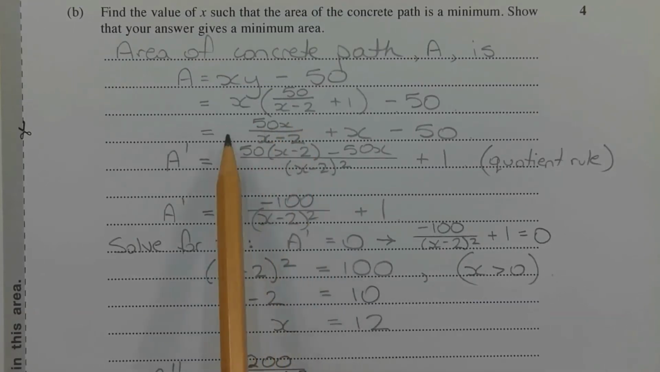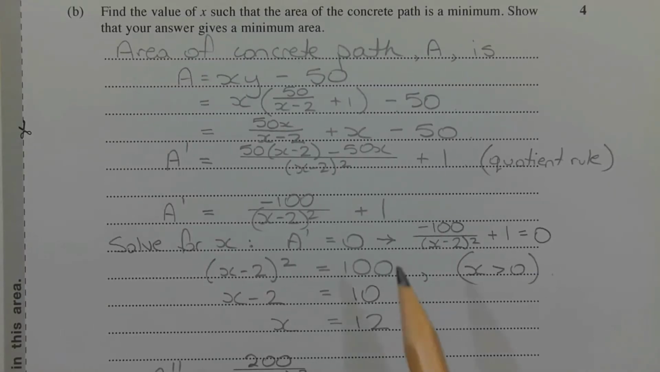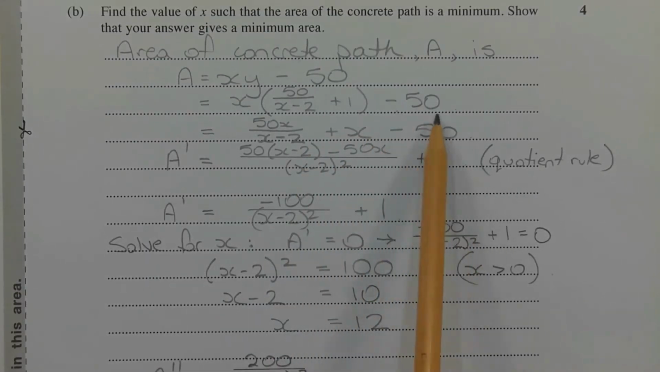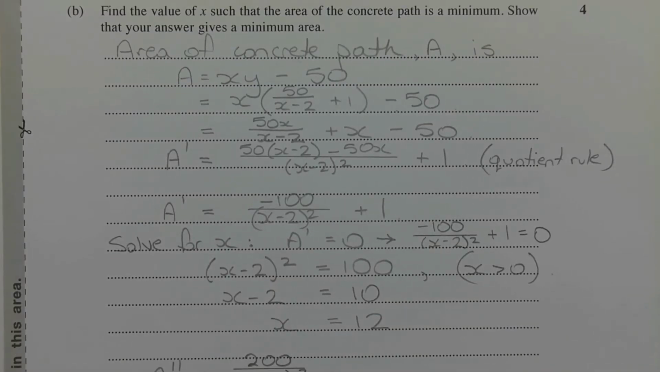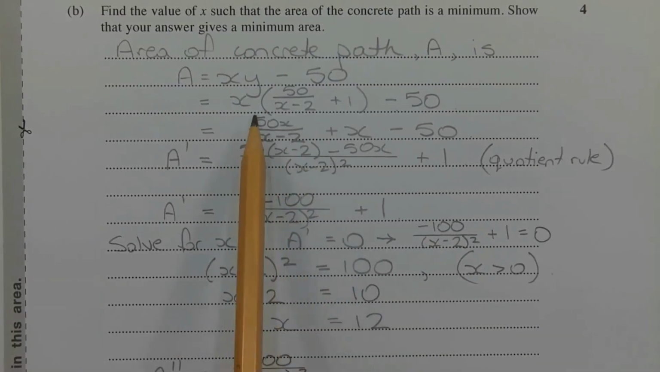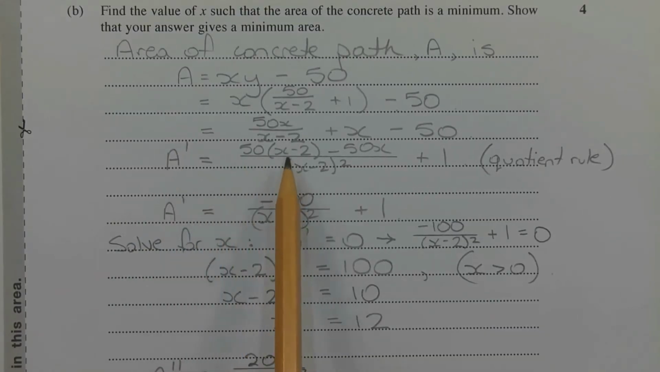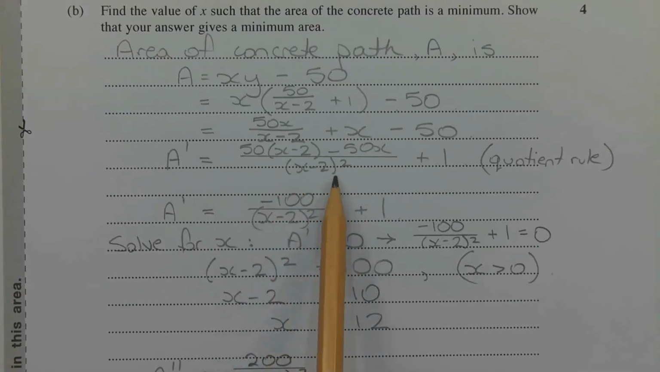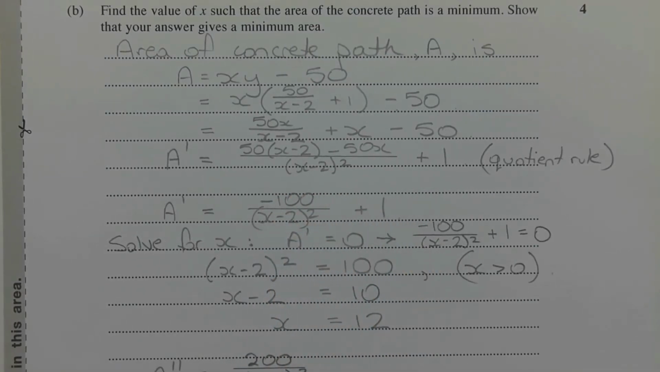Notice that we have a fraction where the numerator and the denominator are both functions in x. So we'll need to apply the quotient rule on the fraction to find the first derivative, A dash. Now before we do that, note that the derivative of x is just 1 and the derivative of a constant is 0. So applying the quotient rule on the fraction, we get A dash is equal to 50 times (x minus 2) in brackets minus 50x, over (x minus 2) in brackets squared, plus 1.